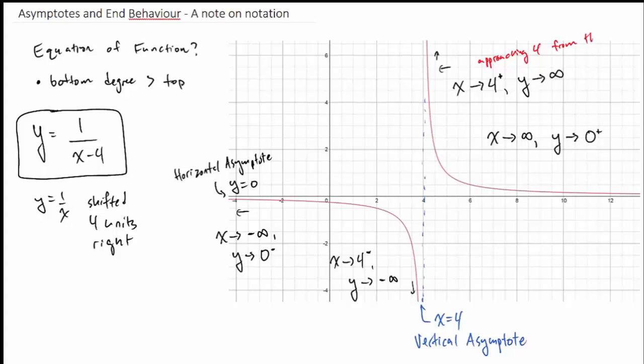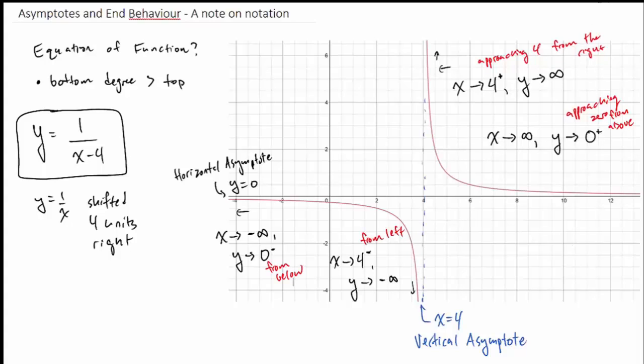So for example, this one up here says approaching x equals 4 from the right side. This one says approaching y equals 0 from above, because it's positive. We're talking about y. This one's from the left, and the last one there is from below.